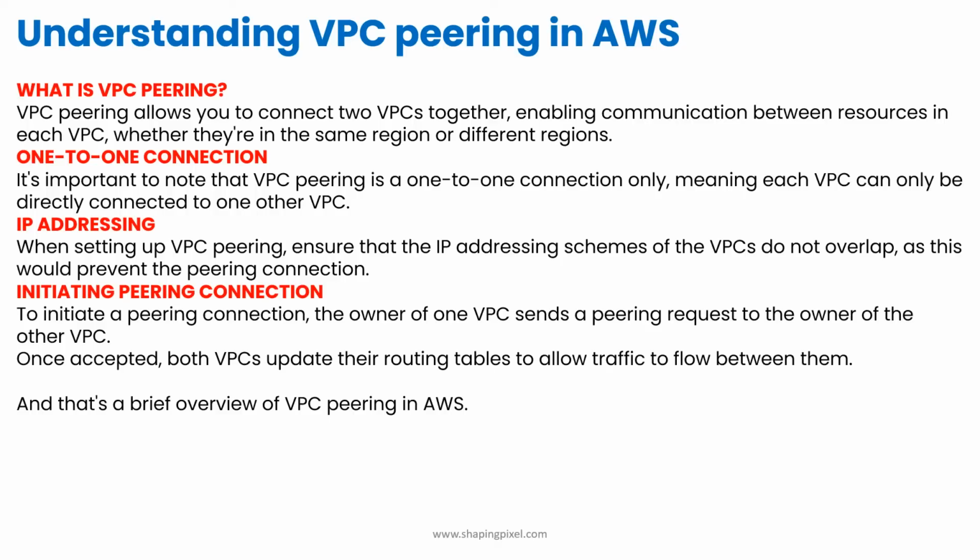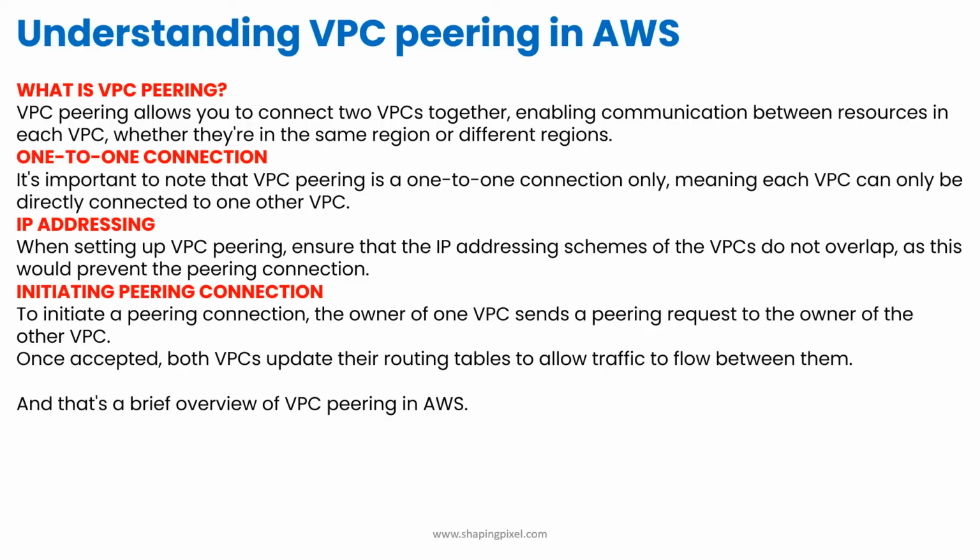Understanding VPC peering in AWS. VPC peering allows you to connect two VPCs together, enabling communication between resources in each VPC, whether they are in the same region or different regions. It's important to note that VPC peering is a one-to-one connection only, meaning each VPC can only be directly connected to one other VPC. When setting up VPC peering, ensure that the IP addressing schemas of the VPCs do not overlap, as this would prevent the peering connection.